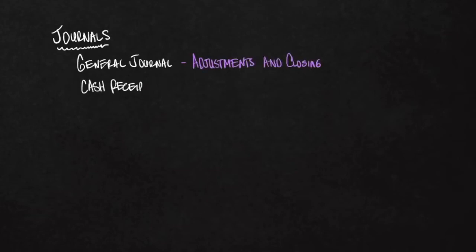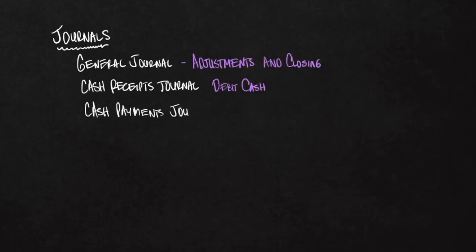Everything else goes in the following 4 journals. The first one is the cash receipts journal. The golden rule on that is any transaction where you debit cash. Second one is the cash payments journal. That's any transaction where you credit cash.